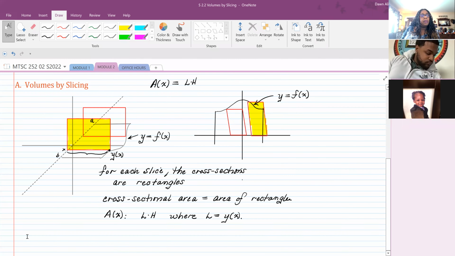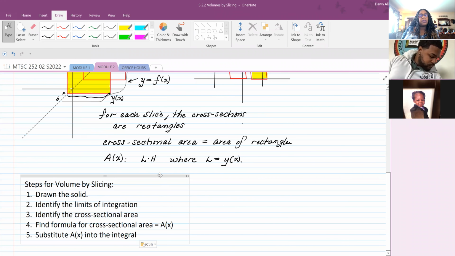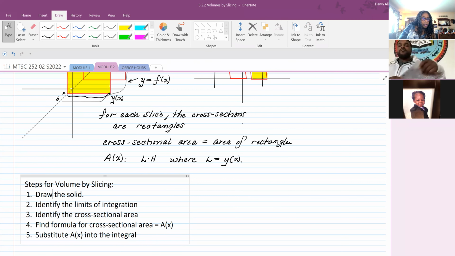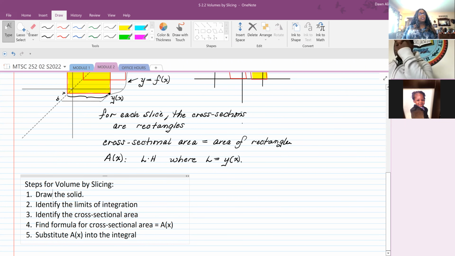All right, so here is the technique for trying to solve a volume by slicing. The first thing you have to do is draw what you're looking at. Okay, so draw the loaf of bread, draw whatever it is that you're trying to find. Okay, so just draw it. Then the second thing is identify the limits of integration. Where do the slices start and where do they end?